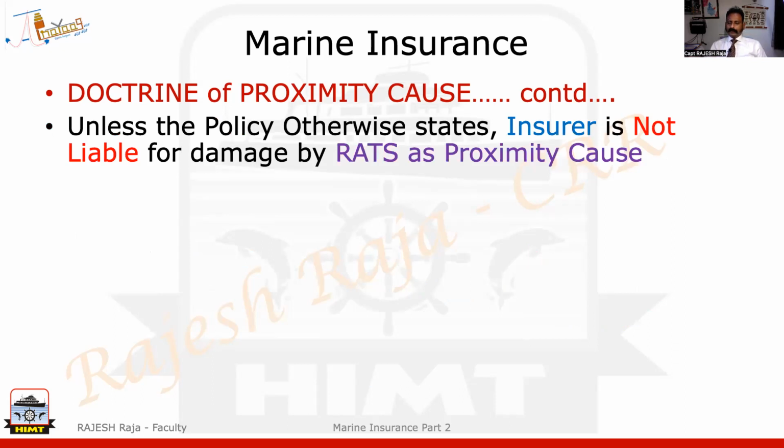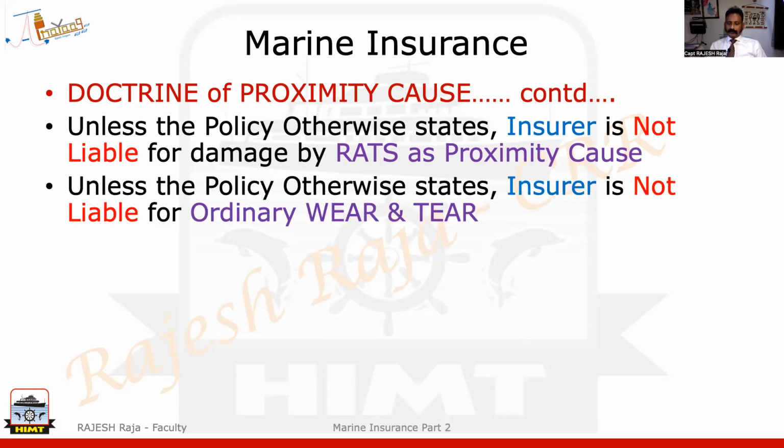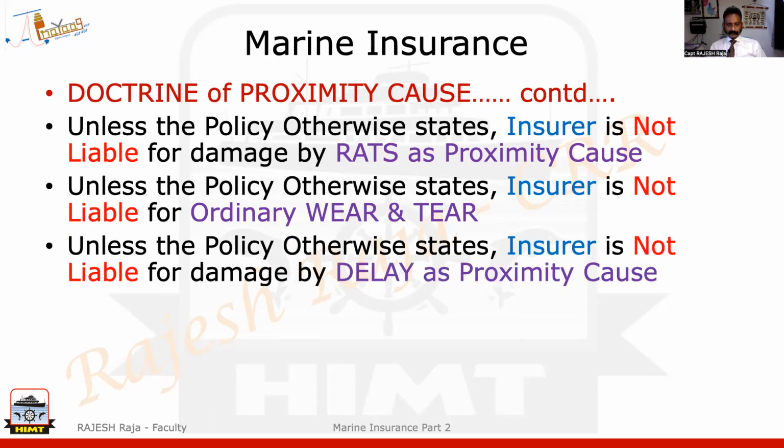There are a couple of riders here also. I'm going to just add. Please look at this rider: unless the policy otherwise states. That means if I have not taken a rider, the insurer is not liable for damage by any rats or vermin as a proximate cause. Okay. If I want that, then I should take a rider. Similarly, ordinary wear and tear, no, unless otherwise I have taken a rider. Now, one more thing is delay. Unless I take a rider, please remember, delay will not be compensated as a proximate cause.